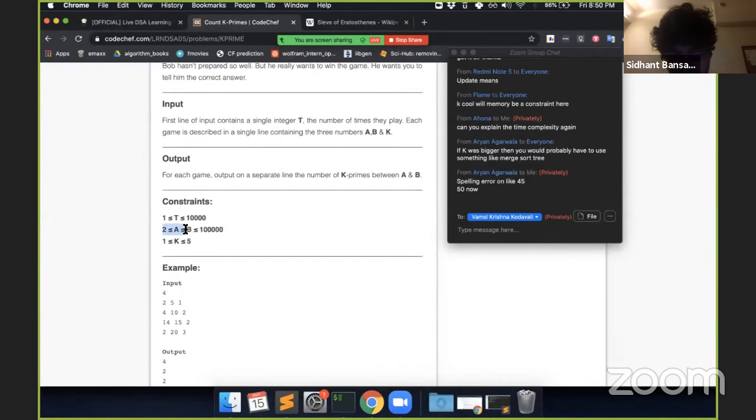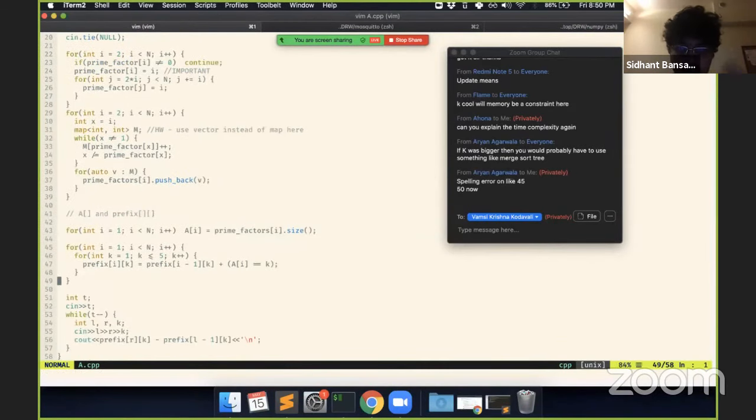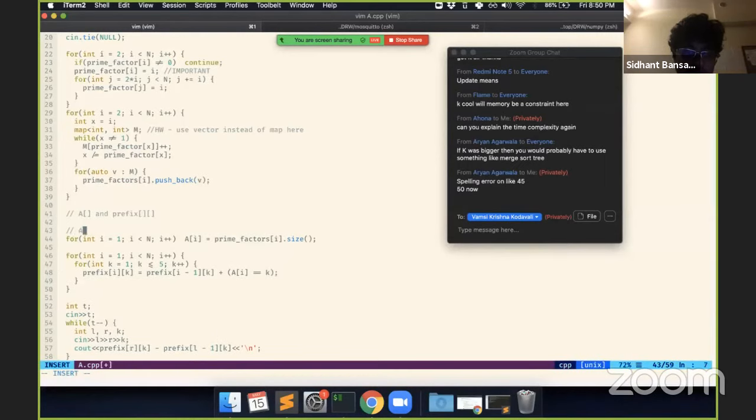Okay, notice that A and B actually start from 2, so you don't need to consider whether 1 is considered a prime or not, whether 1 is a composite number. You don't actually care because they're always going to start from 2 and above. So you don't really care what A1 is. Don't think about that detail.